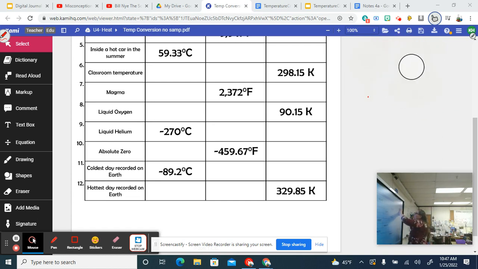And then 32 is also easy to remember because that's the difference between 0 and 32, the two freezing points. The freezing point of one is 0. The freezing point of the other is 32. 32 minus 0 is 32. So that's where those numbers in the formula come from.